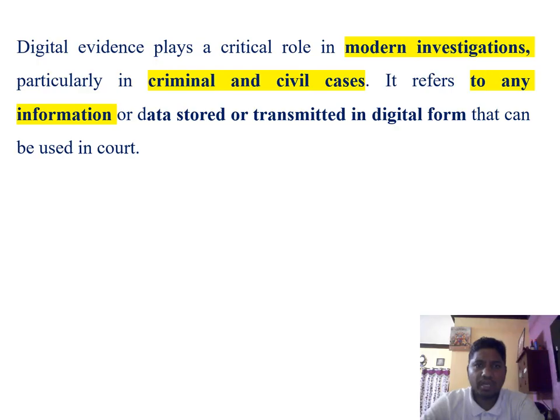Today's topic is the role of digital evidence, under the topic of introduction to digital forensics. Digital evidence plays a critical role in modern investigations, particularly in criminal and civil cases. It refers to any information or data stored or transmitted in digital form that can be used in court.